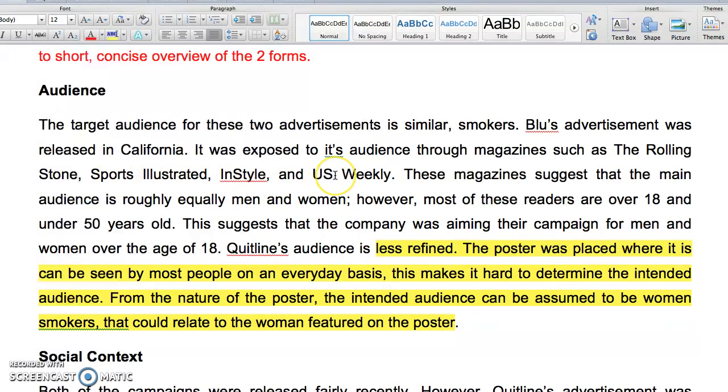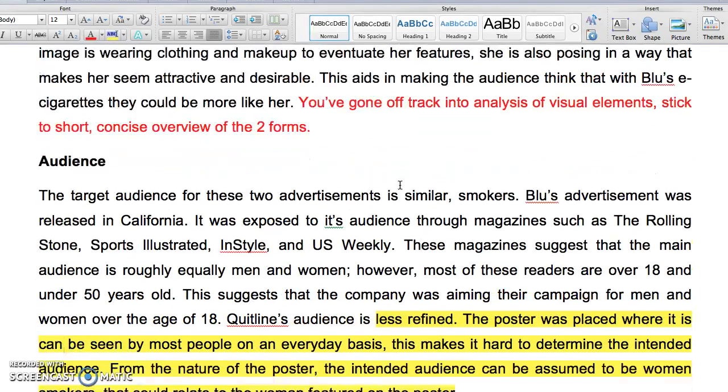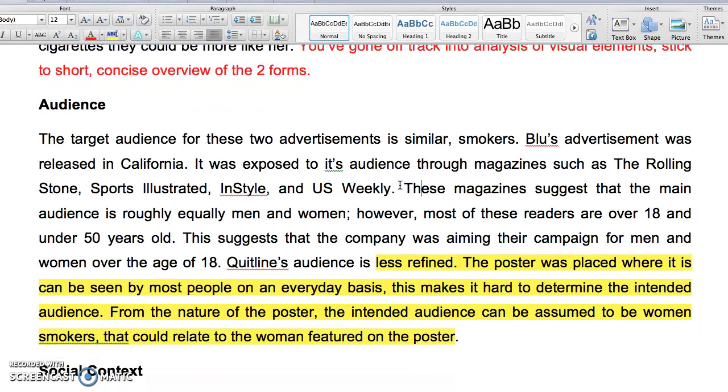Here you do talk about the magazines that it was published in. This should all go under form. Now, if you prefer, what you could do is, if you want to join form and audience under one heading, just write form and audience, then you could put them together. But otherwise, just keep them separate and clear.